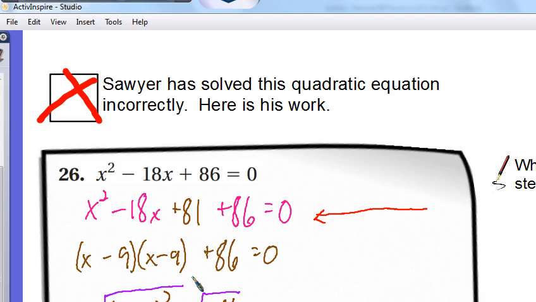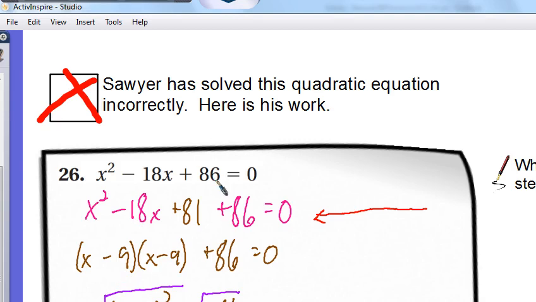Which division? Dividing it by 2. Negative 18 divided by 2. Oh, okay, so what's negative 18 divided by 2? 9. That's where you got that. He should have subtracted 86, and he didn't. Should have subtracted 86? Yeah.